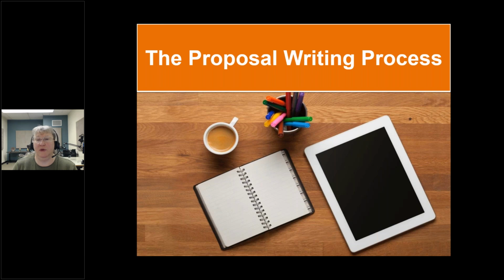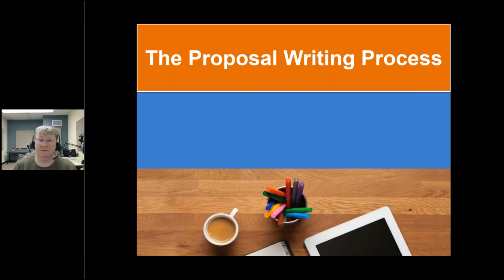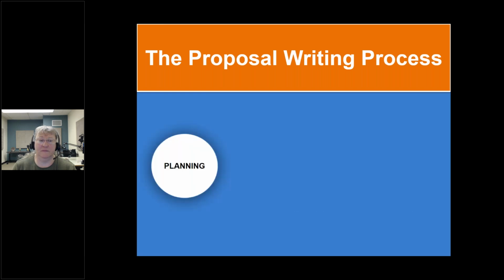So the first thing to remember is that proposal writing is a process, and that process starts with planning. One of the problems I have is with people who hear the State Library has information on grants, so they come to the library and say they need a grant. I'm like, well, that's nice. What do you need a grant for?